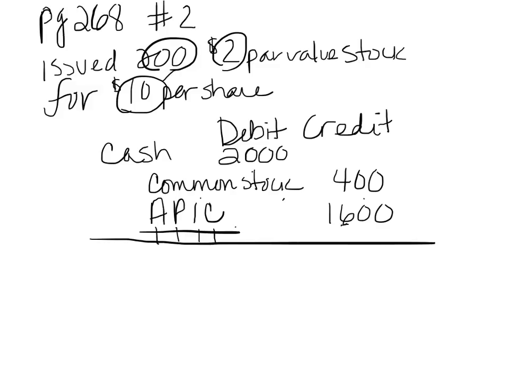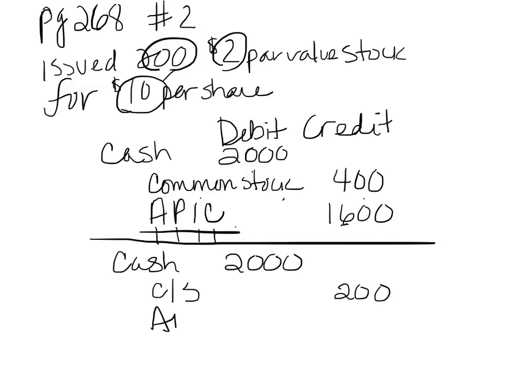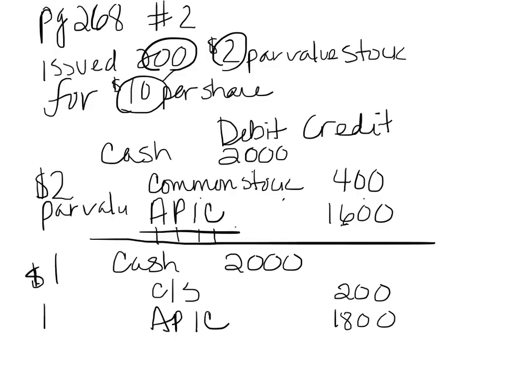The problem goes on to ask what we would do if the par value was $1. In this case, we would still get cash of $2,000. Common stock would then be $200, and APIC, additional paid-in capital, would be $1,800. So this represents a $2 par value, and this represents a $1 par value.